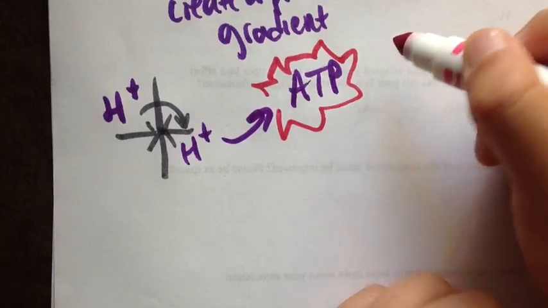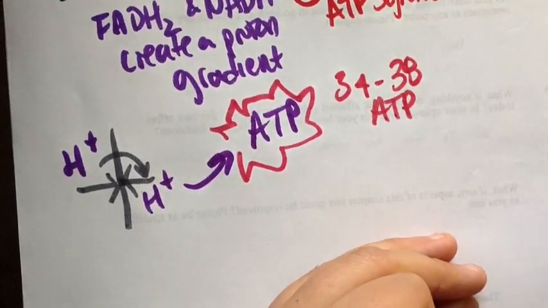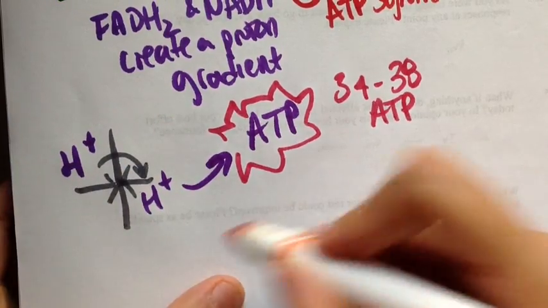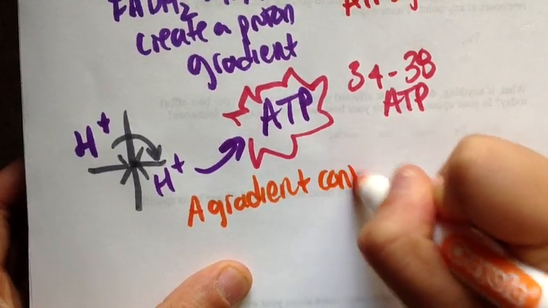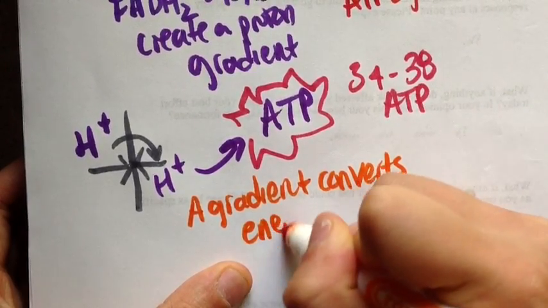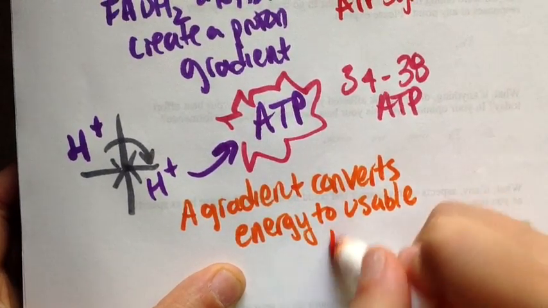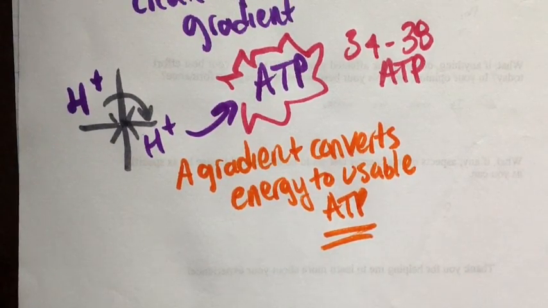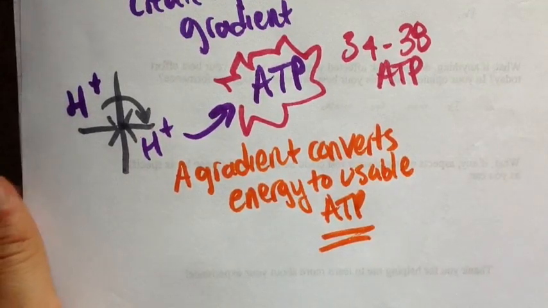So, how many ATP do we end up with? We end up with anywhere from 34 to 38 ATPs. So why is this so important? Because we've created, going back, a gradient that converts energy to usable ATP. Think of it this way: ATP is like dynamite. ATP, it's dynamite. That's what we're trying to get to. So now that we've got the ATP, we've completed our cellular respiration.